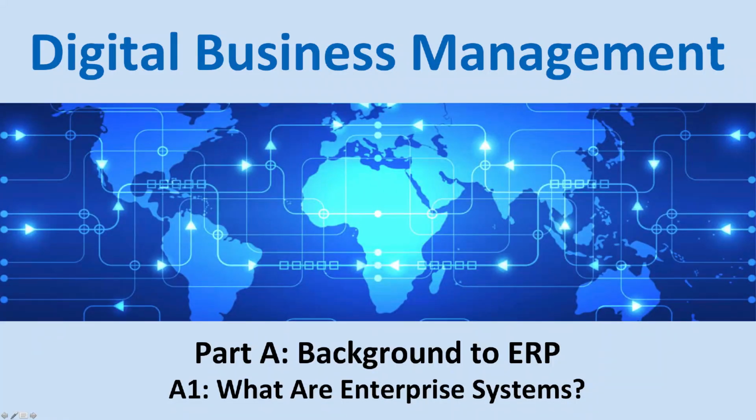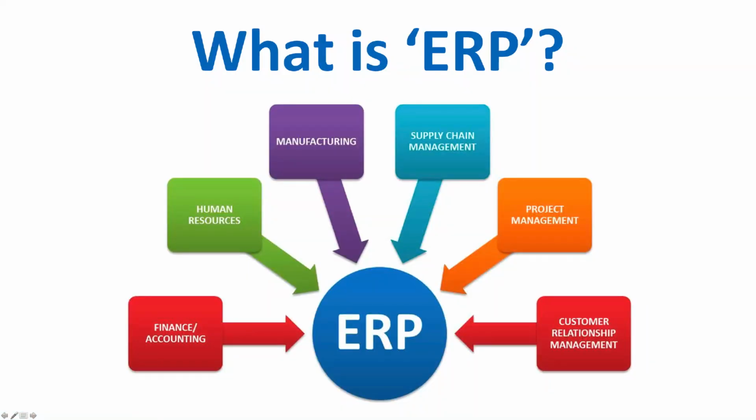So, digital business management, background to ERP. What are enterprise systems? Well, here's a typical ERP system. It covers finance and accounting, human resources, manufacturing, production planning, supply chain management, project management, and customer relationship management.